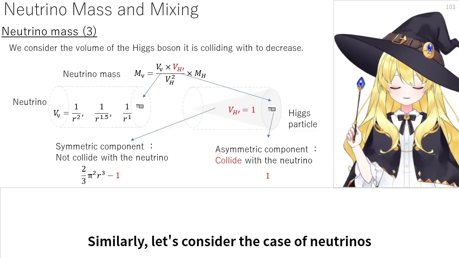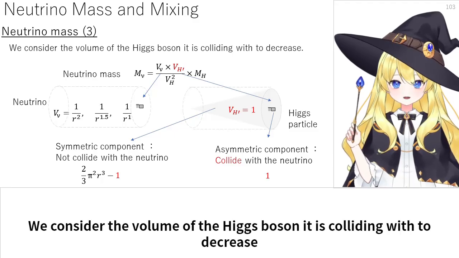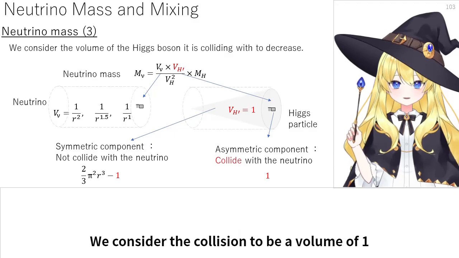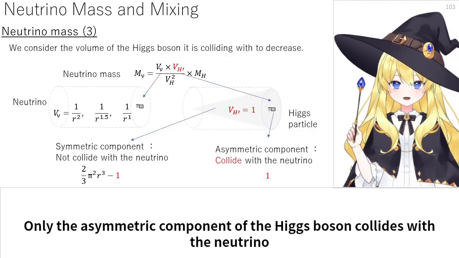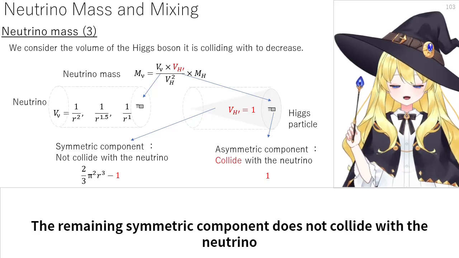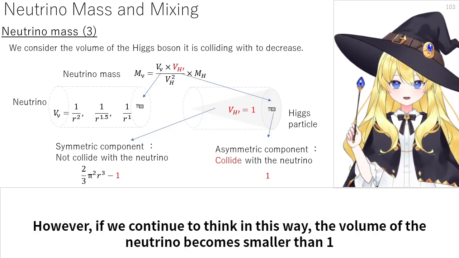Similarly, let's consider the case of neutrinos. We consider the volume of the Higgs boson it is colliding with to decrease. We consider the collision to be a volume of 1. Only the asymmetric component of the Higgs boson collides with the neutrino. The remaining symmetric component does not collide with the neutrino. However, if we continue to think in this way, the volume of the neutrino becomes smaller than 1.